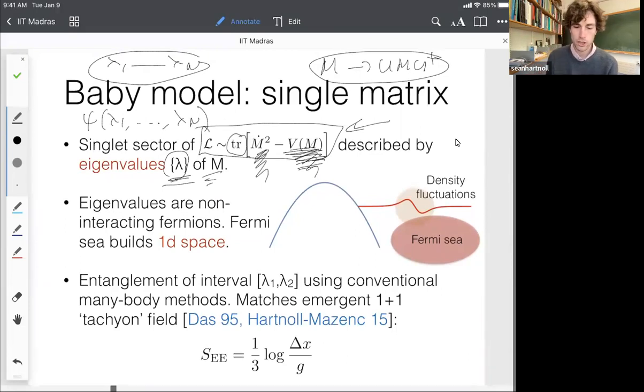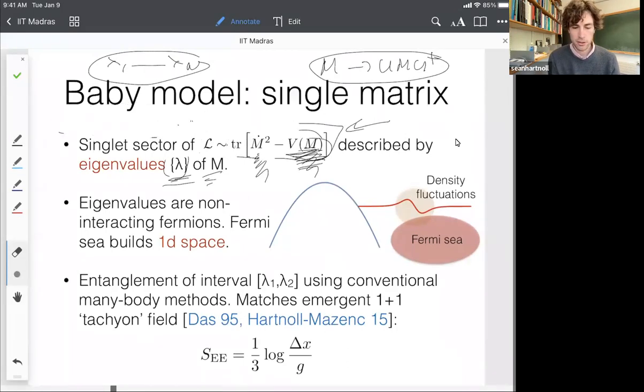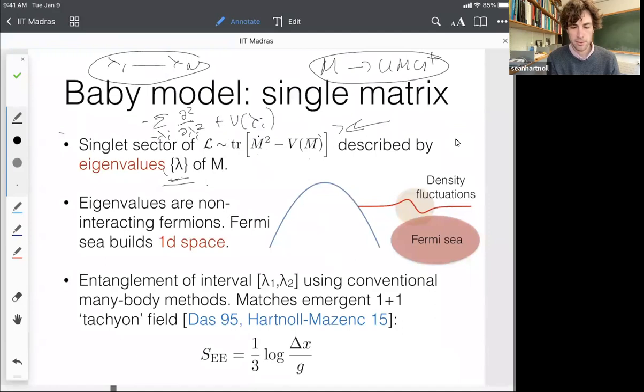The Schrödinger equation that this wave function obeys turns out to be N non-interacting particles, each one in the potential V of lambda. What I mean by N non-interacting fermions is that the Hamiltonian is the sum over the eigenvalues of minus d squared d lambda_i squared plus V of lambda_i, summed up. So it's N copies. They don't interact, but they're fermions.